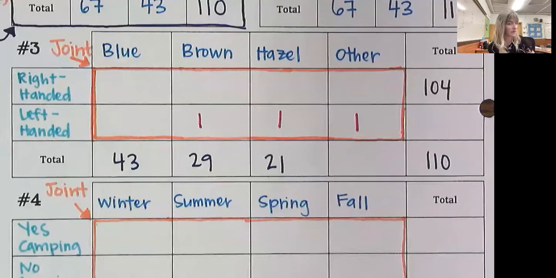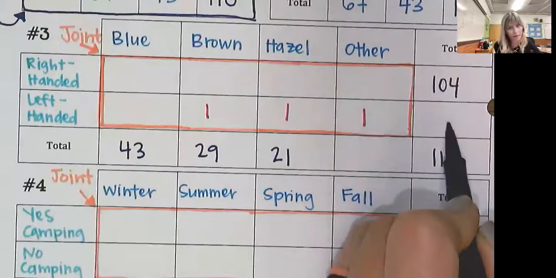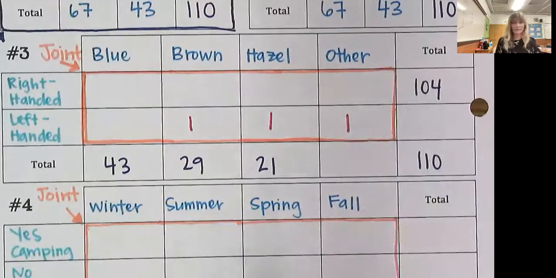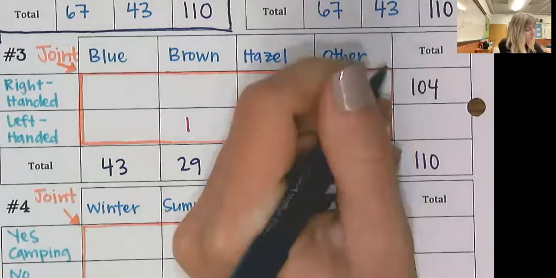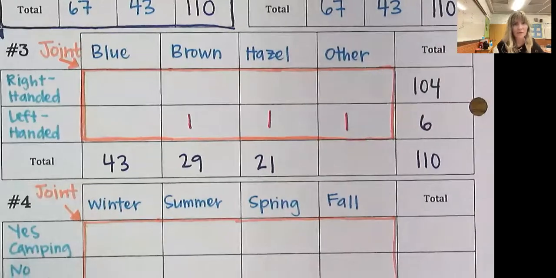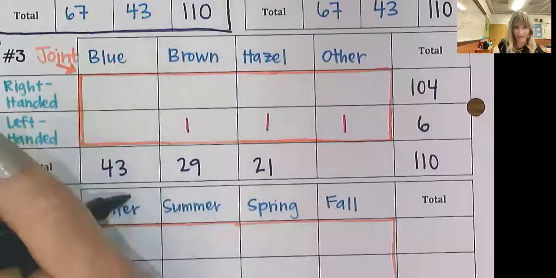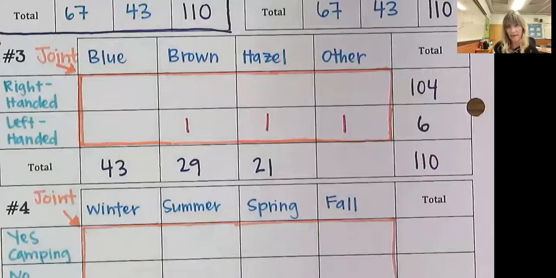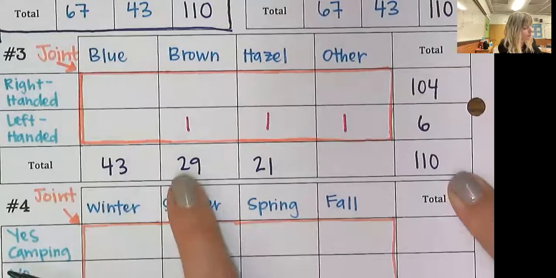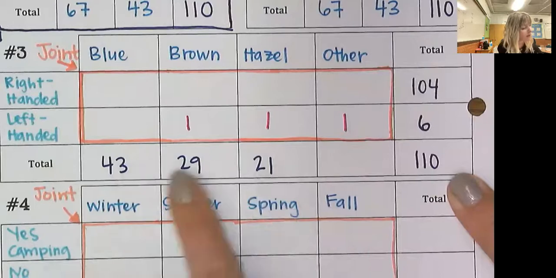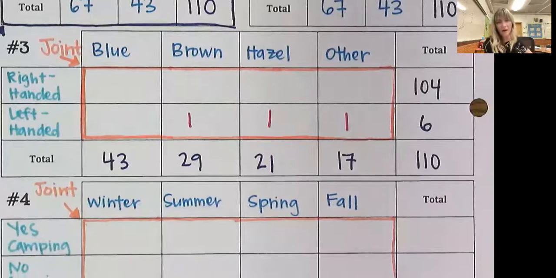Okay, let's see how you did and where these all come from. So first of all, I can get the rest of these. This one I already knew, but even if I didn't, I would simply go 110 minus 104. If I already know some totals, then I can use subtraction to get the other pieces. So I know 6 people have to be left-handed because every single column has to add up and every single row has to add up. So if I already know 110, if I know 43 blue, 29 brown, 21 hazel, I can subtract all of those values from 110, and there are 17 of you left to have other eyes.